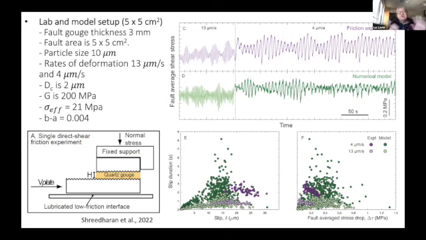The state variable is calculated using the same approach as the Lapusta and Liu model, and it's working pretty well. What you see on the top left panel, in purple, are the laboratory experiments for different rates of deformation: 13 micrometers per second and 4 micrometers per second. The bottom one is what the model was able to do.